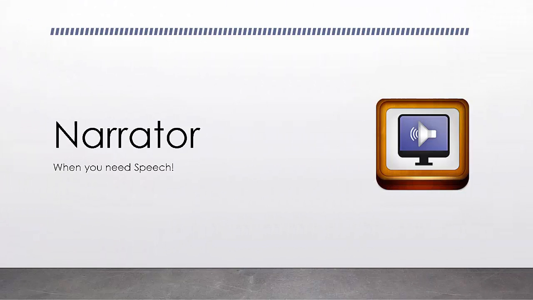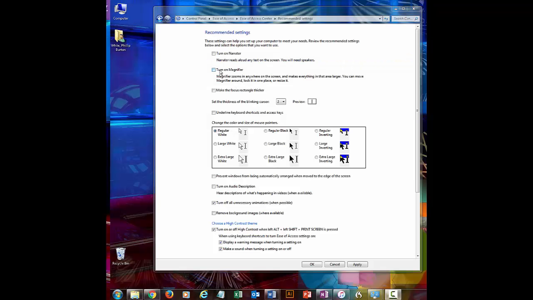Narrator, when you need speech. Now, Narrator is a tool that will read certain elements in the system, and it's kind of obnoxious to listen to at first if you've not had any experience with screen reading software, and you may not prefer this as a means of your reading, but for some people it's very useful. You turn on Narrator here and click apply. Initializing Narrator. It takes a couple seconds, and then it's going to pop up on your screen the window for Narrator.